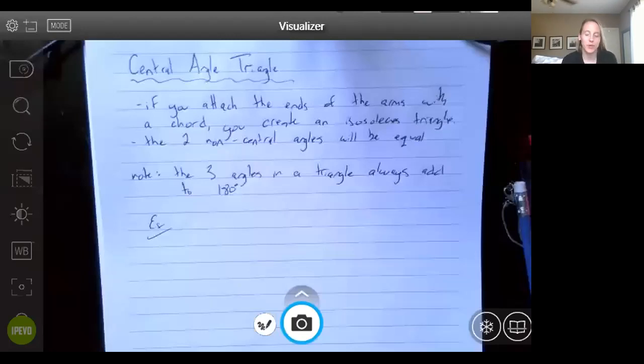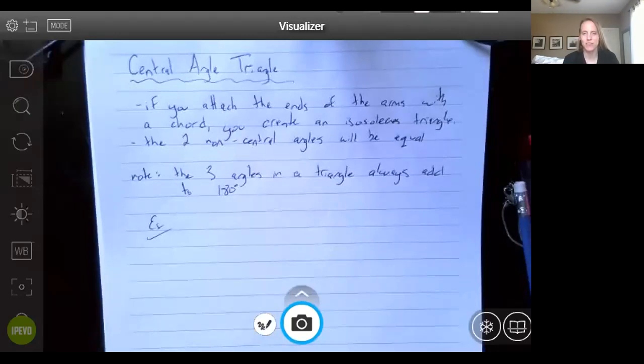Another rule to know has to do with something we call the central angle triangle. Essentially this means if you take a central angle and then connect the ends of the 2 arms with a chord, you will form an isosceles triangle. And in an isosceles triangle, 2 of the angles are always equal to one another. In this case, it'll be the 2 non-central angles that are equal to one another. And in order to solve these problems involving triangles, just remember when you have a triangle, the 3 angles will always add to 180 degrees.